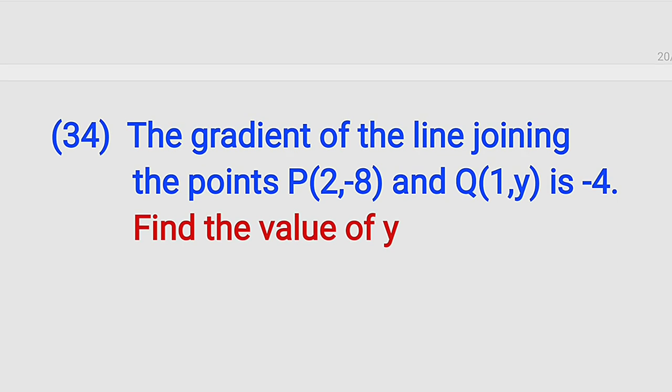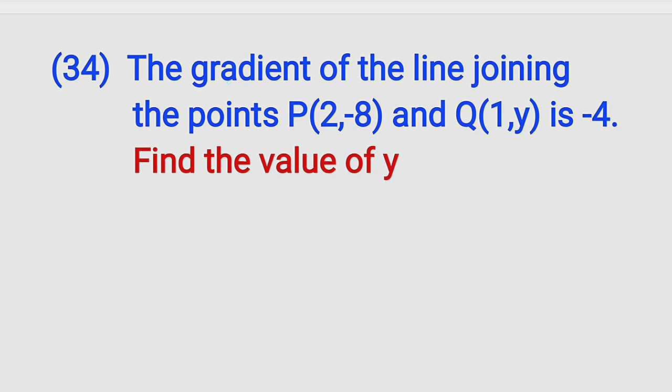Let us move on to question number 34. The question reads, the gradient of the line joining the 2 points P and Q with coordinates 2, negative 8 and 1, y respectively is negative 4. So we are asked to find the value of y. Remember, we're talking about slope here, which is the gradient.